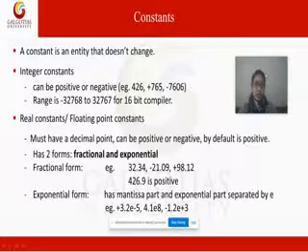So when we talk about integers, 426 is an integer, plus 765 is an integer, minus 7606 is an integer. All these numbers are integers. They can be positive as well as negative. But one thing to remember is that every integer for every compiler has a specific range. If I'm talking about a 16-bit compiler, then the valid range for an integer constant is from minus 32768 to 32767.